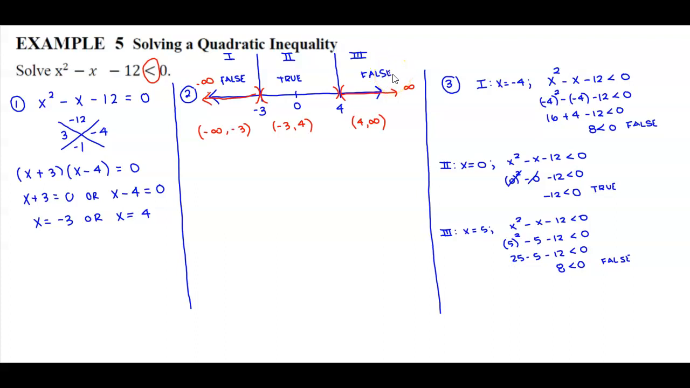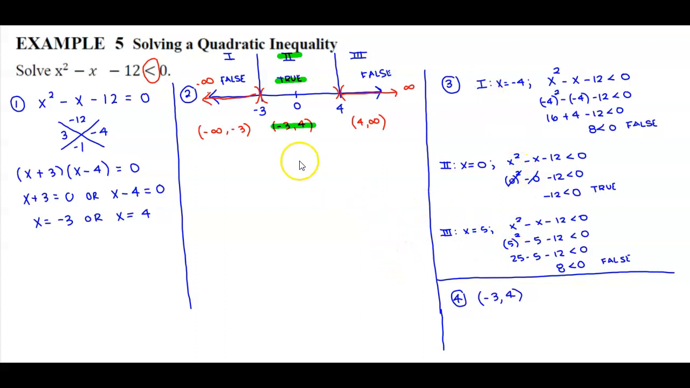Okay? So what does that tell us? We need to figure out where it's true, so what is the solution to this? The solution is this region, where it's true. So the answer to our question is the interval from negative 3 to positive 4, with parentheses.